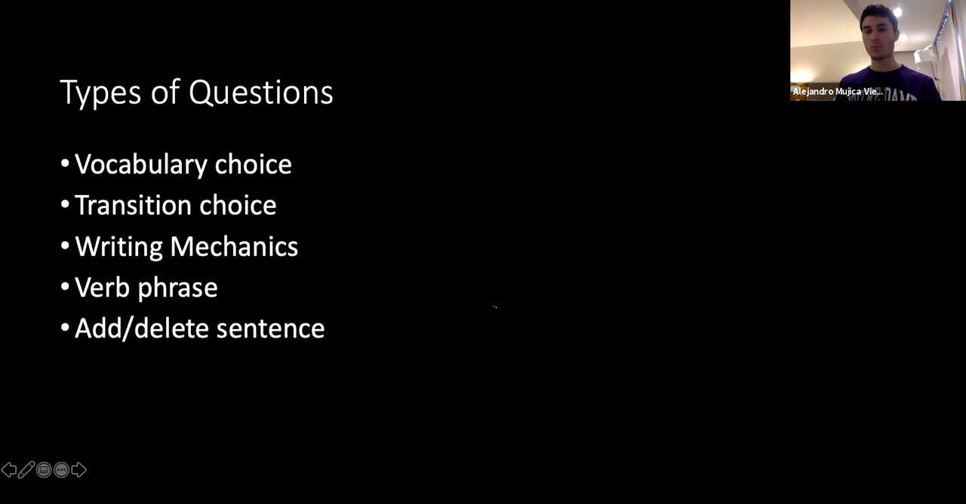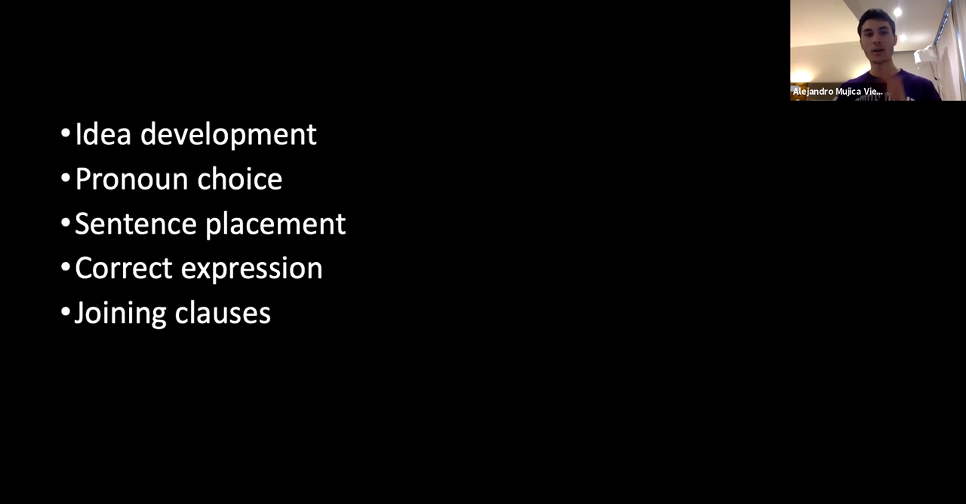Okay, I'm going to read the 10 types first. First type is vocabulary choice. These are all names that I came up with, so if they're not super good, I'm sorry. Vocabulary choice is number 1. Transition choice is number 2. Writing mechanics is number 3. Verb phrase is number 4. Add or delete sentence is number 5. Idea development is number 6. Pronoun choice is number 7. Sentence is number 8. Correct expression is number 9. And joining clauses is number 10.